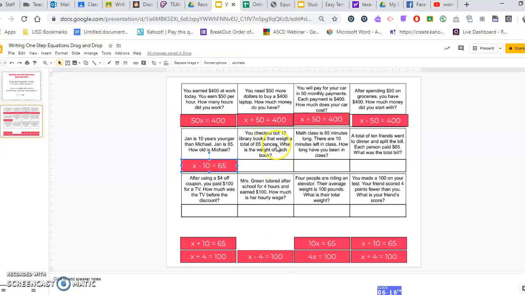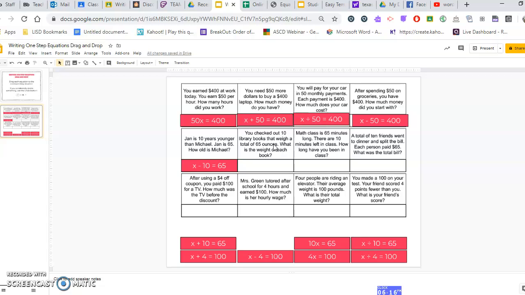Okay, the next problem: you checked out 10 library books that weigh a total of 65 ounces. What is the weight of each book? So 65 is the total ounces. We want to find the weight of each book. There are 10 of them. So we need to split 65 up into 10, which would normally be division, right? Do we see one that says 65 divided by 10? No. None of them say that. So we're going to have to rethink that.